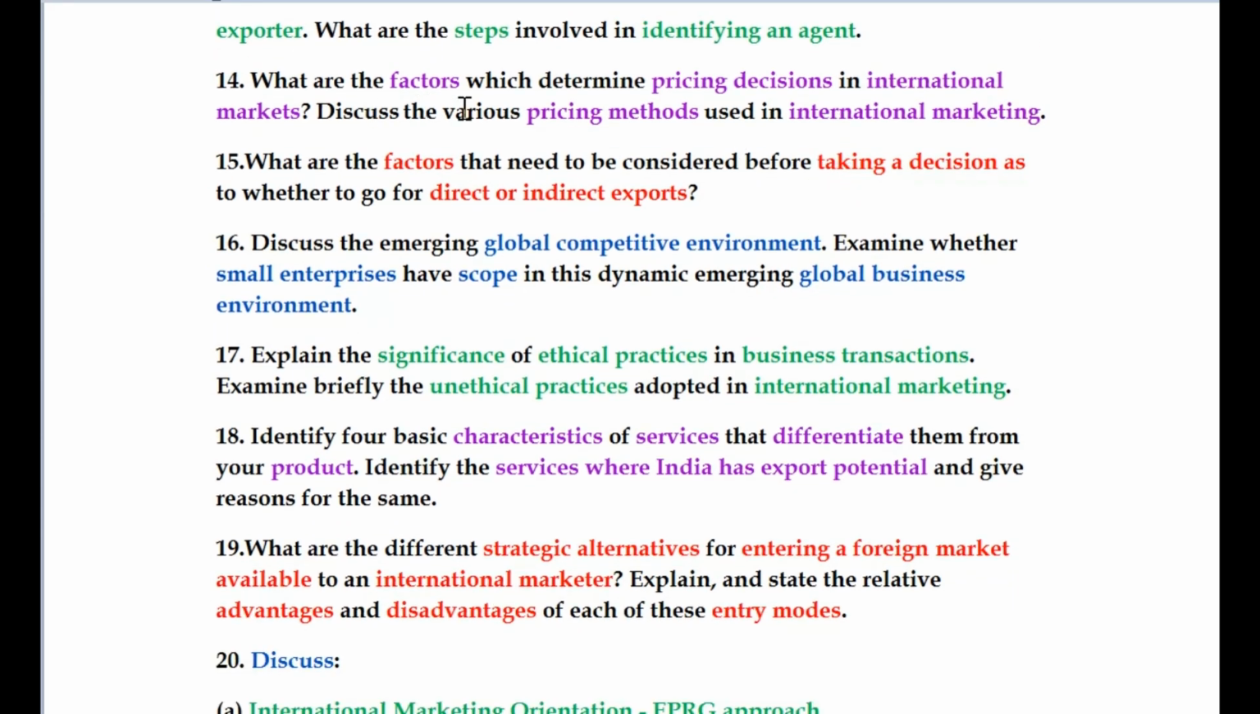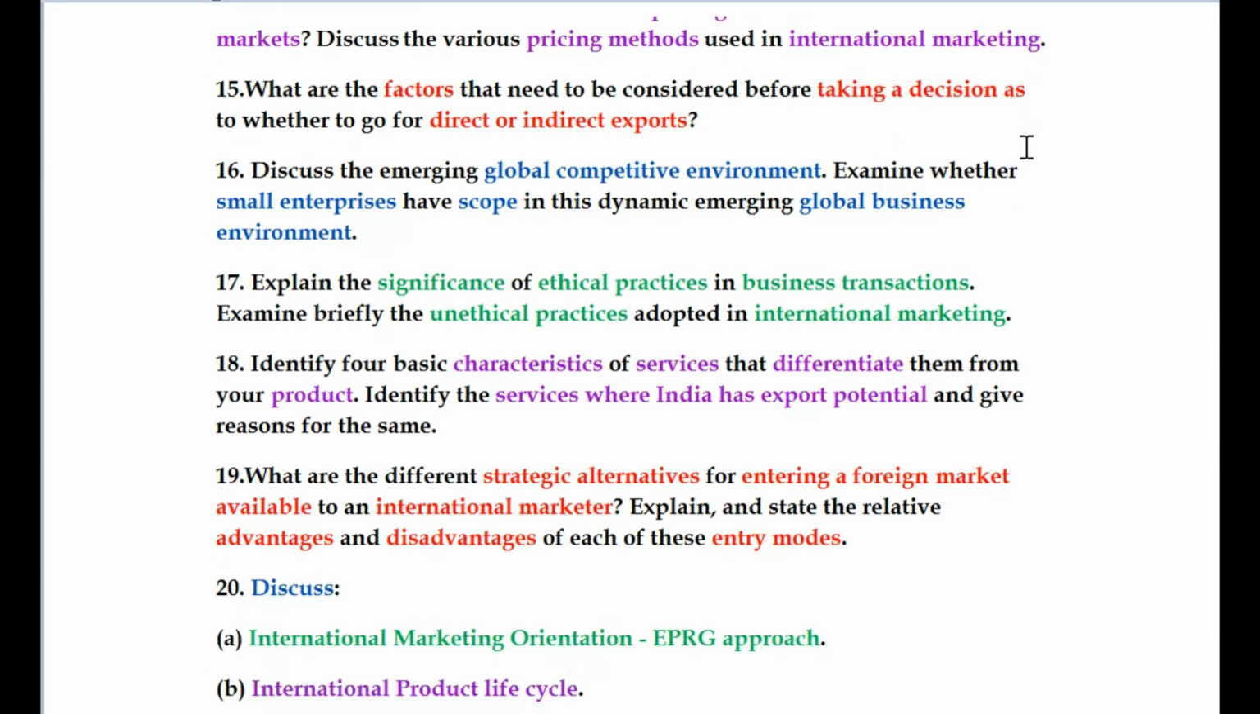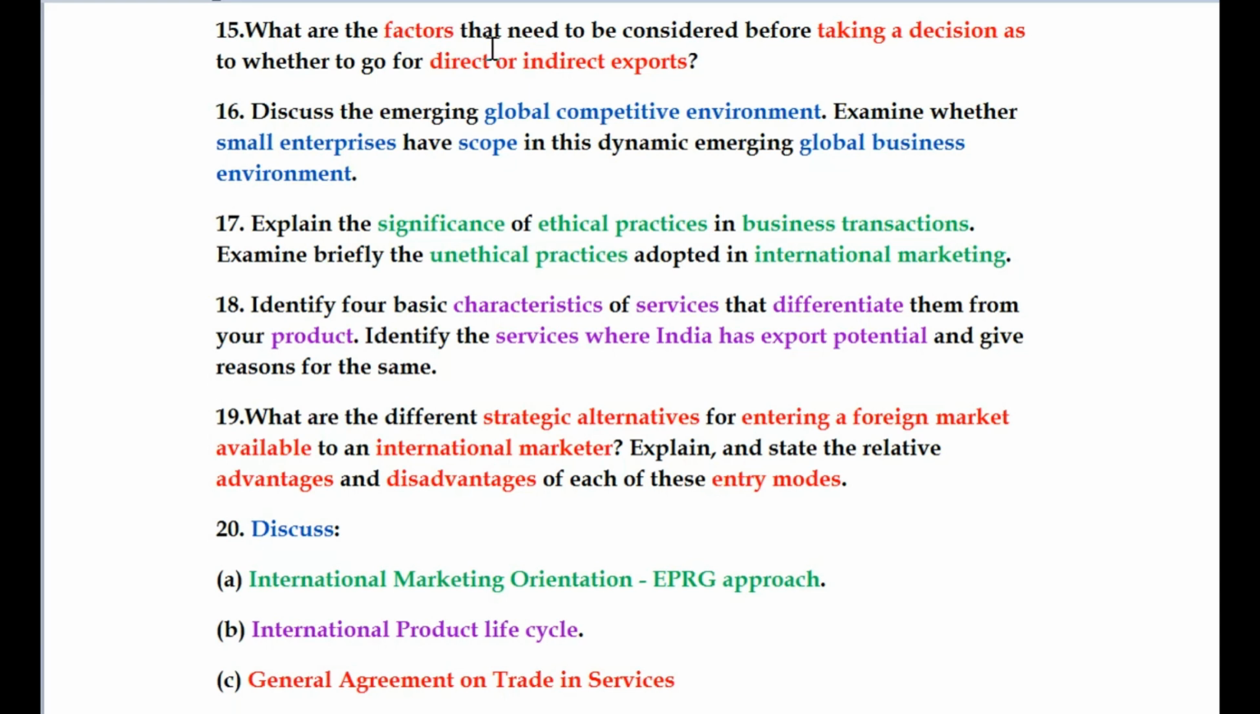The next question is on factors which determine pricing decisions in international markets and what are the pricing methods used in international marketing. The next question is on factors that should be taken into account before taking a decision as to go for direct or indirect exports. The next question is on global competitive environment and examine whether these small enterprises have scope in the global business environment or not.